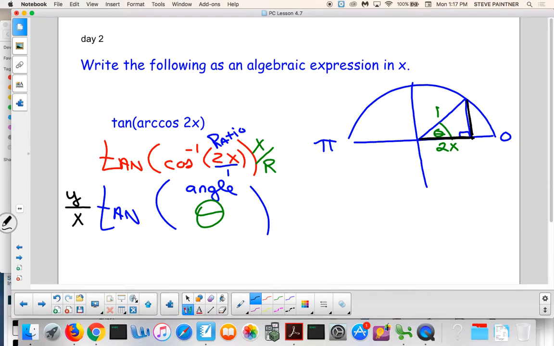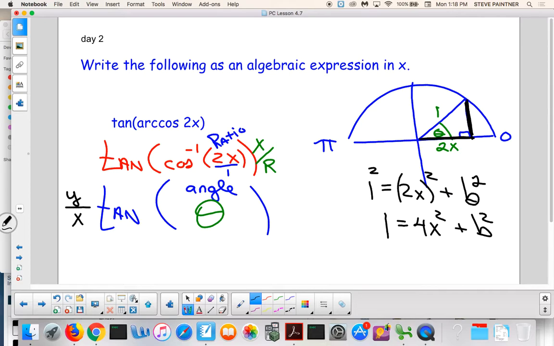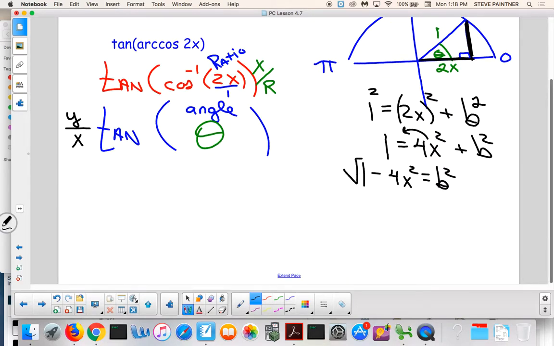Pythagorean theorem. Okay, so Pythagorean theorem says hypotenuse squared equals 2x squared plus what? B, call it B, squared. Well, that's 1 equals 4x squared plus B squared. Now what? Then you remove 4x squared. Yep, move it over. 1 minus 4x squared equals B squared. Square root it. B equals the square root of 1 taking away 4x squared.